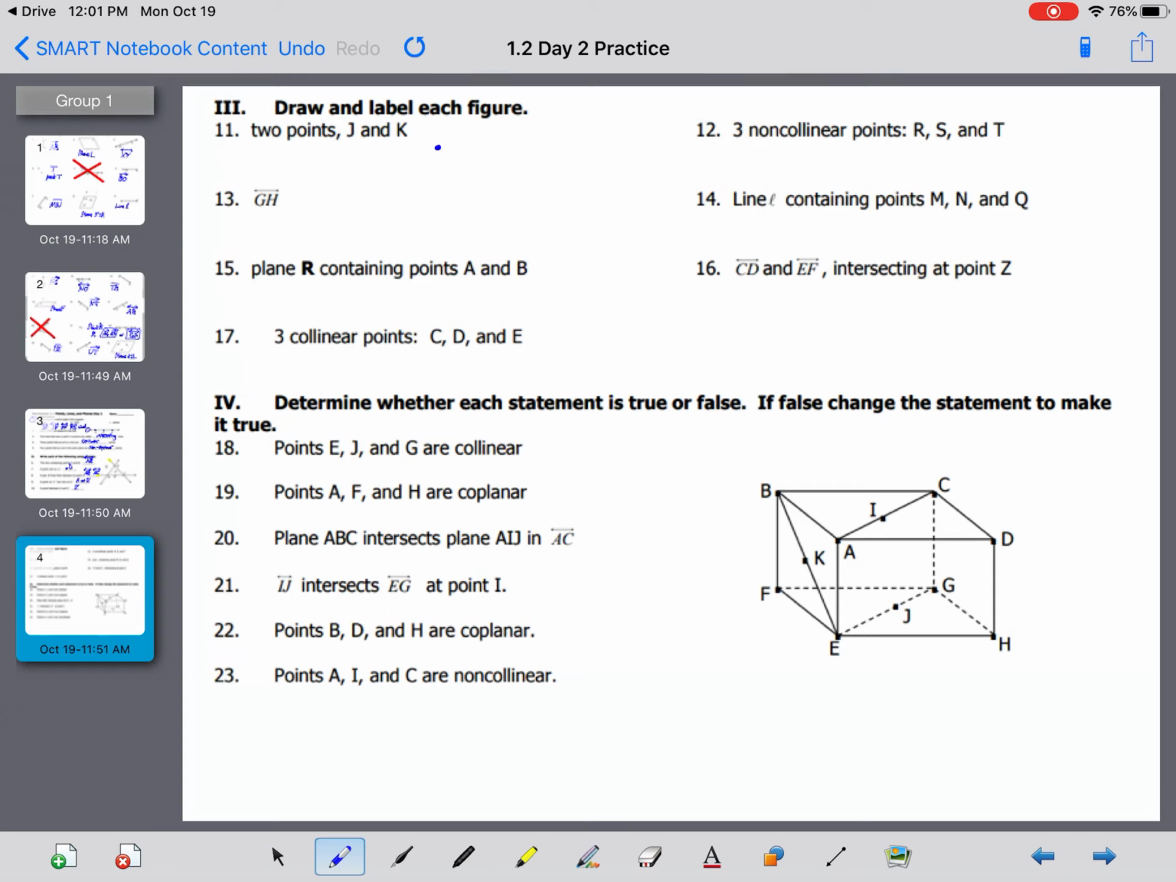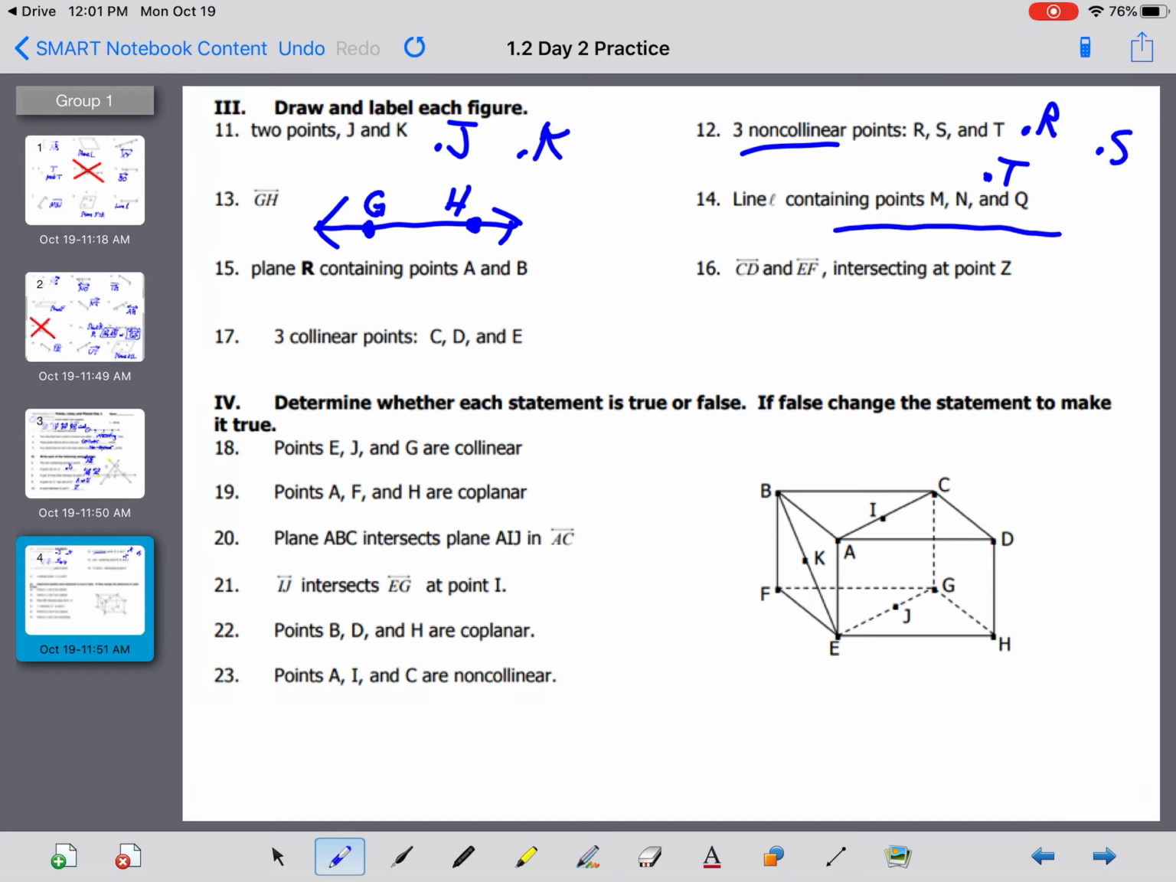Draw and label each figure. 2 points, J and K. 3 non-collinear, meaning they cannot be on a line. R, S, and T. Line GH. Draw your arrows. Put 2 points. Label them G and H.